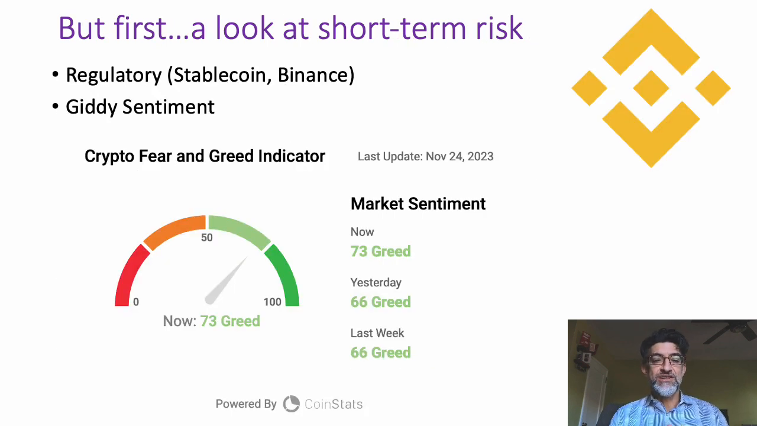So before we get started, let's first look at the short-term risk. As we're speaking, Bitcoin is breaking out. It's over 38,000, something like 38,400. And this is slightly old. This says November 24th on it. This is a crypto fear and greed indicator. So it's a contrarian indicator. So right now it's at giddy. Actually, today it's probably around 68, but by tonight it's probably going to be updated back up to 73. So I figured, hey, let's just leave it at 73.